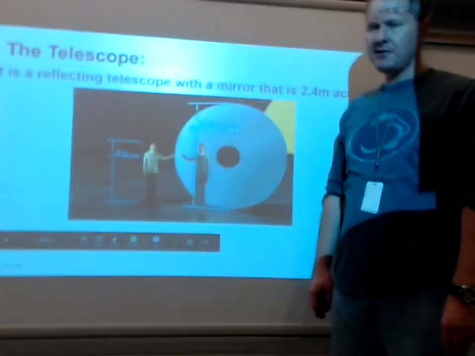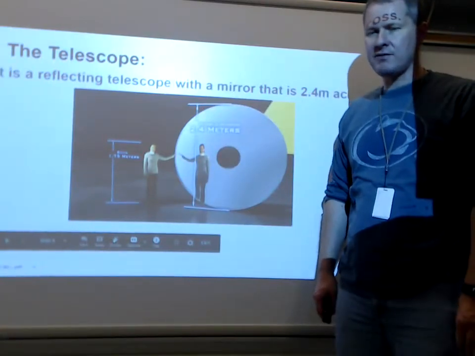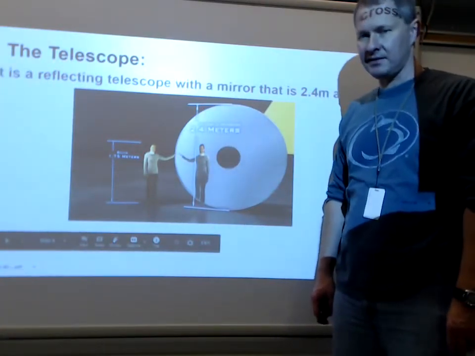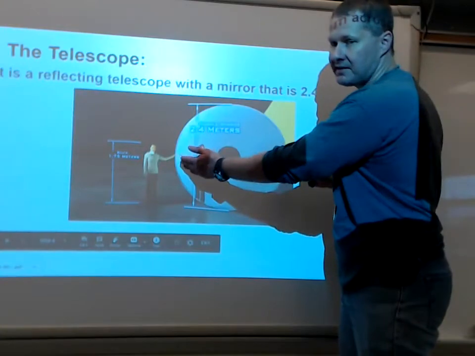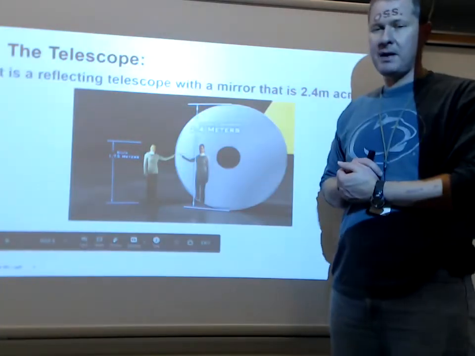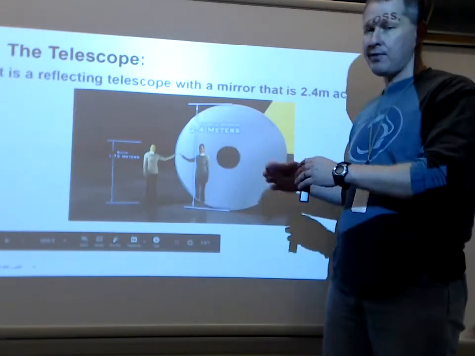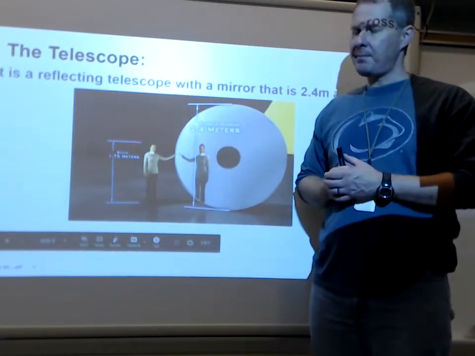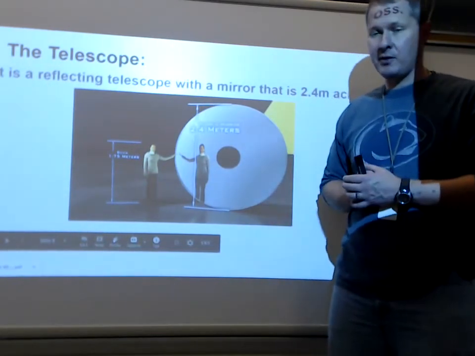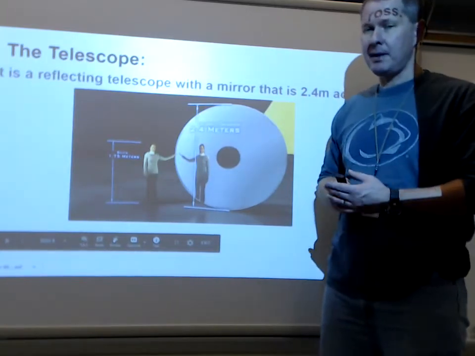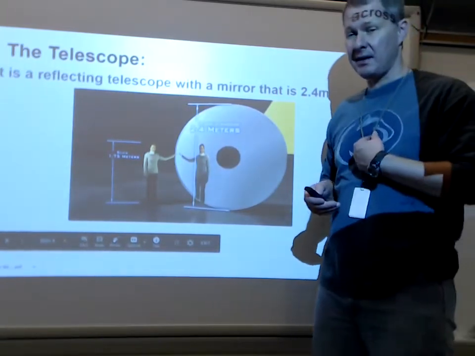The Hubble Space Telescope does not have a lens. It is not a refractor. It's a reflecting telescope. So the mirror on the inside is approximately 2.4 meters across. That's taller than me or you, and so that's a pretty big mirror. That is not the biggest mirror or the biggest telescope in the world by far, but it is pretty big. Certainly bigger than my telescope.